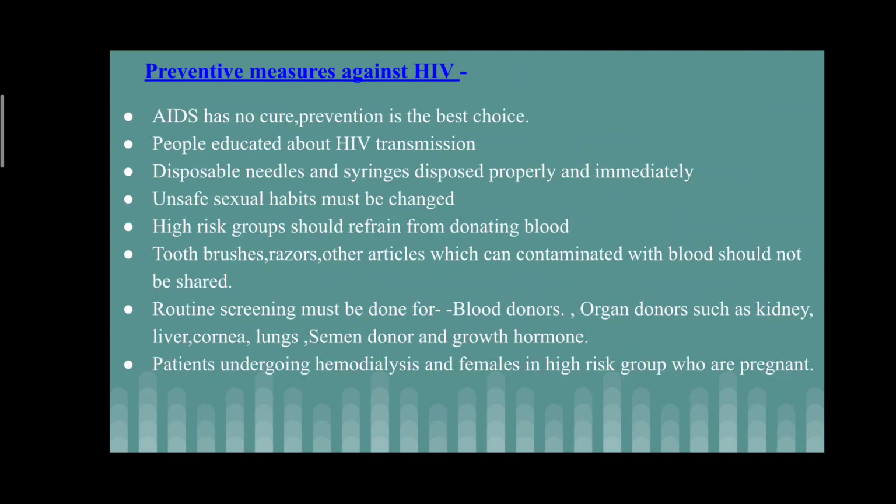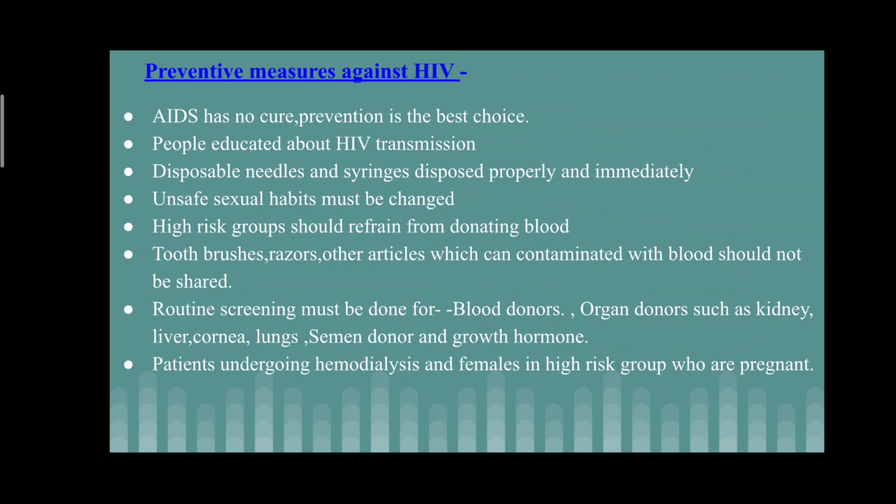Then, see the preventive measures. That means how the infection of HIV virus is prevented. AIDS has no cure. As we know, it has no cure, but prevention is the best choice to control this disease. That means the infection or transmission is prevented. People should be educated about HIV transmission. Disposable needles and syringes should be disposed of properly and immediately. Unsafe sexual habits must be changed. High risk groups should refrain from donating blood.